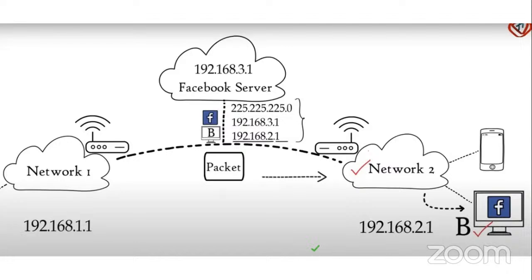So like that, for each packet, the IP address of the source, which here is the Facebook server, and the IP address of the destination, which is system B, will be added to each packet. The Facebook web page from the server does not go directly to the requesting system. It will be transmitted using packets. Each packet will have the IP address of the Facebook server and the IP address of the system that requested it. This is called logical addressing. Logical addressing means adding the IP address of source and destination to each and every packet.